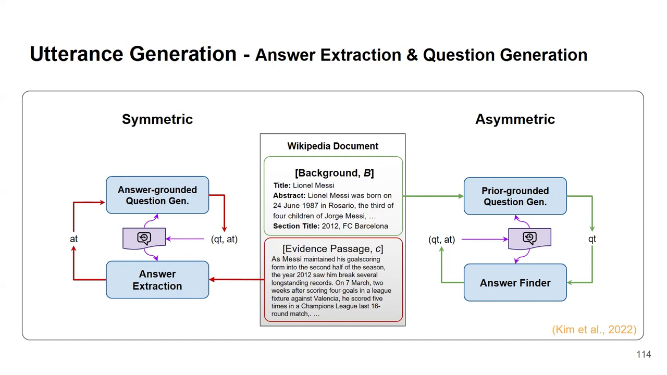So they have this setting. The conversation seed contains a Wikipedia document, which contains background information and also the evidence passage. For the symmetric version, they first extract an answer from the passage, and then they generate the question grounded on the extracted answer and also the passage. For the asymmetric version, they just generate a question based on the background, which contains a summary of the Wikipedia document. And then based on this question, they try to find the answer in the evidence passage.